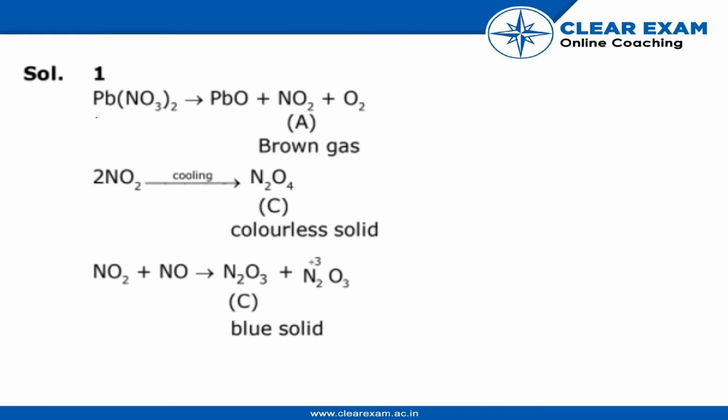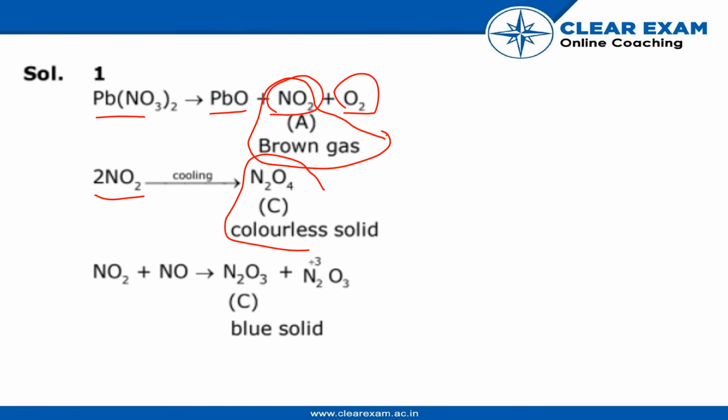So this is lead nitrate. On heating it gives PbO plus NO2, which is a brown gas, plus O2, oxygen. So the first element A will be NO2. On cooling NO2 we get N2O4, which is a colorless solid. And N2O4 with NO gives N2O3, which is a blue solid.